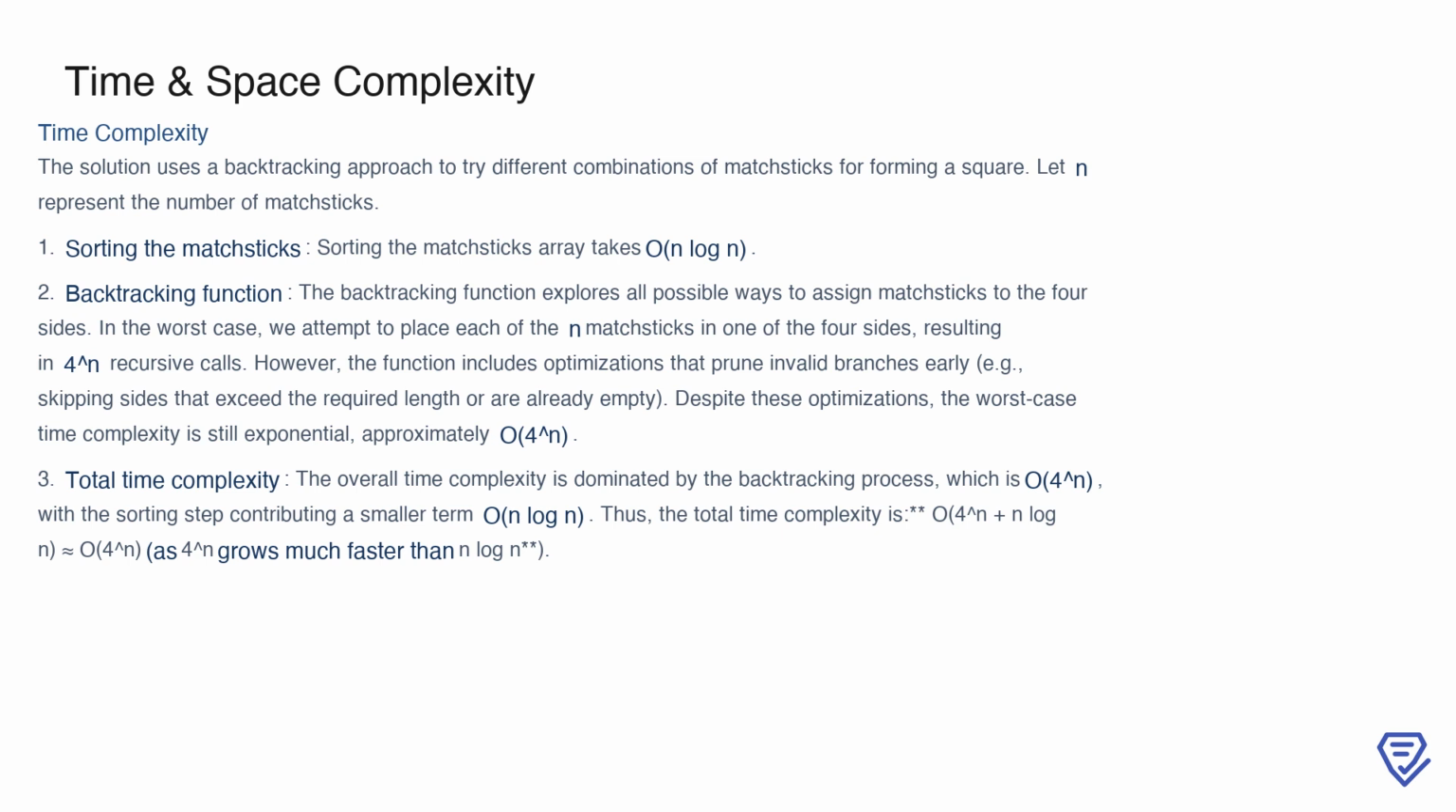Although the algorithm includes optimizations, such as pruning branches where a side exceeds the target length or revisiting empty sides, these optimizations don't change the worst-case exponential nature of the recursion. Therefore, the overall time complexity is dominated by the backtracking process, which is O(4 to the power of n). The sorting step, with its O(n log n) complexity, is relatively minor compared to the exponential growth of 4 to the power of n. Thus, the total time complexity simplifies to O(4 to the power of n).